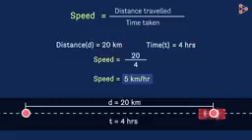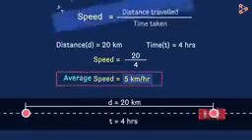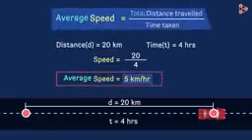So if this is not a constant speed, then what is the speed called? This speed is called average speed. Average speed is defined as the total distance covered by an object over the total time taken.